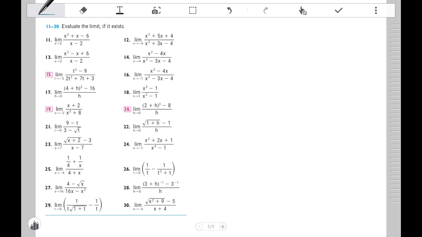So what we want to do is find an equivalent equation that we can sub 2 into and not get a math error. An equation that acts exactly the same as this one, just without the math error. And the way we do that is by factoring that top part, by factoring the x squared plus x minus 6. When x goes to 2, that's a problem.